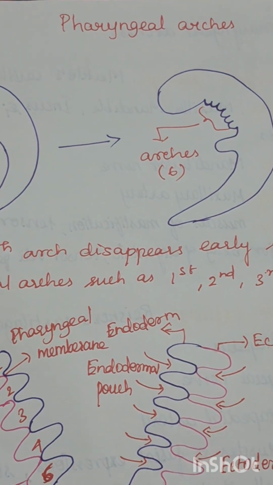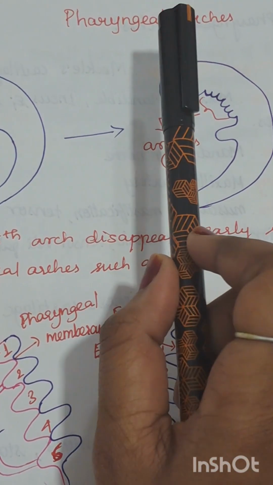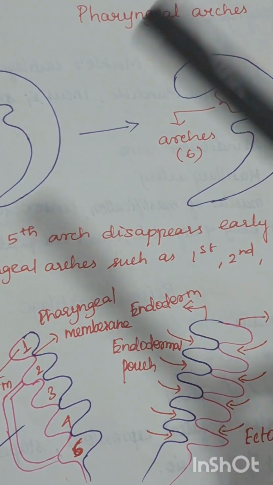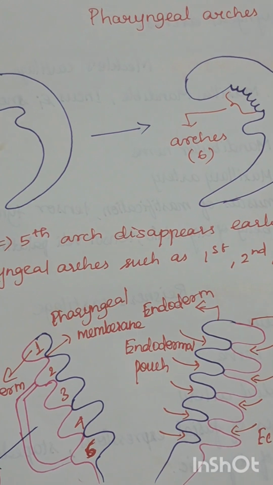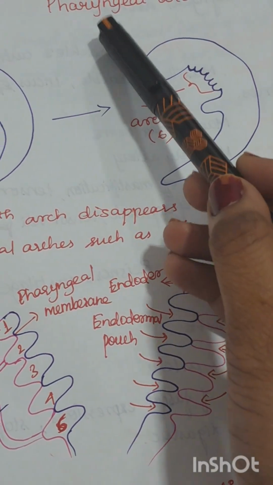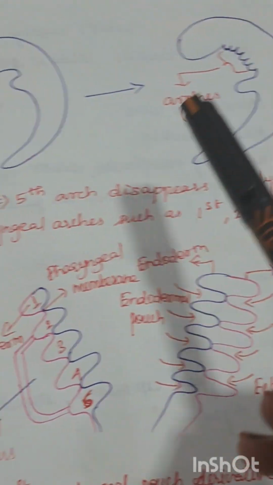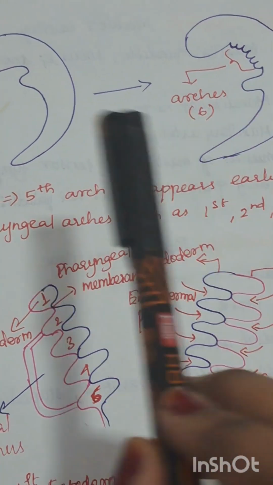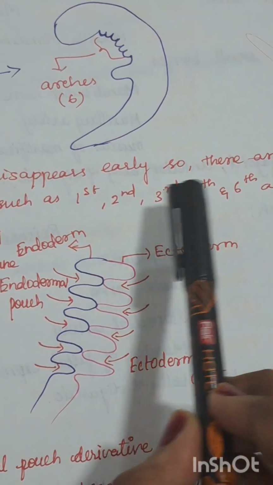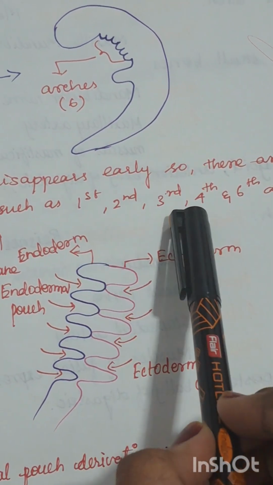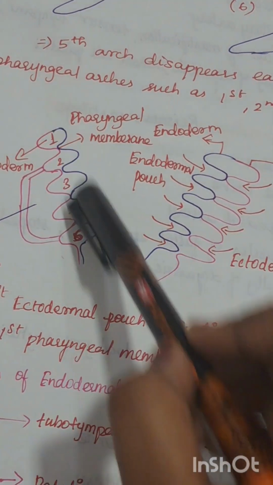So now we are going to see the pharyngeal arches. Pharyngeal arches are embryological structures which give rise to the neck region structures. Normally there are 6 arches, referred to as pharyngeal arches. The fifth arch disappears early, so there are totally 5 arches: first, second, third, fourth and sixth arch. These are the 5 arches which give rise to the neck structure regions.